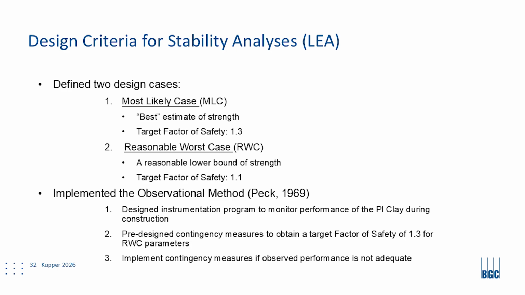So in that case, a common thing is, say, if your most likely case had a factor of safety of 1.3, and your performance is showing we are not quite there, we might be more towards the reasonable worst case, then the contingency measure is whatever it takes to bring your factor of safety back up to your 1.3 or 1.5 or whatever you chose for your most likely case. Then you implement those measures if you need.